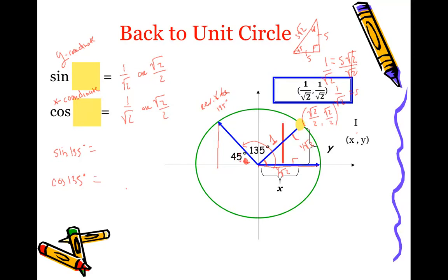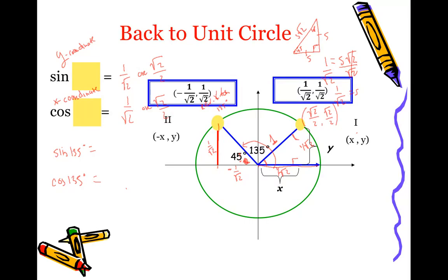Well, the reference angle is just 45 degrees, right? I really just have the exact same triangle, just reflected. So how much am I going to be going left? Oh, I'm going to be going left, negative 1 over root 2. I'm still going up. It's just the reflection, 1 over root 2. So this coordinate point is negative 1 over root 2, 1 over root 2.